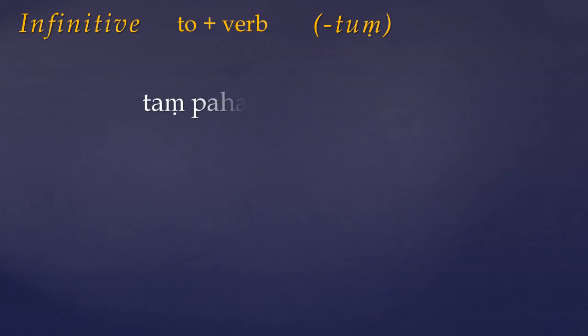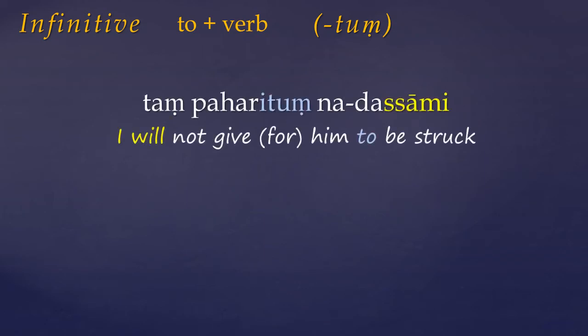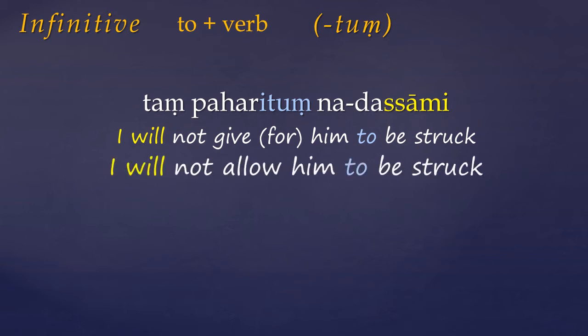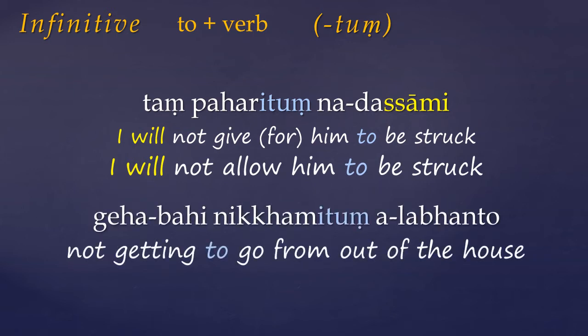And there are also some idiomatic uses which Warder lists, notably the verb dadāti, to give, following an infinitive, means to allow. In this example we have a future form of dadāti, and this literally means something like, "I will not give for him to be struck," but means "I will not allow him to be struck." And the verb labhati, to obtain, also means something very similar. In this example we have a present participle form of labhati, which gives us "not getting to go out from the house," or not being allowed to go out of the house.